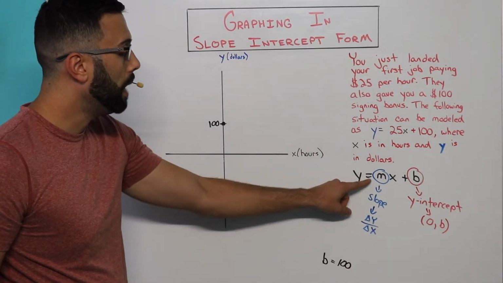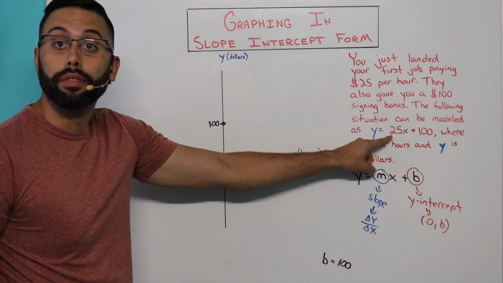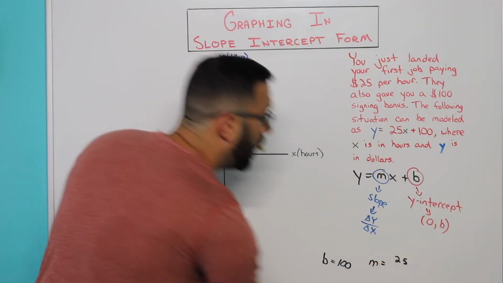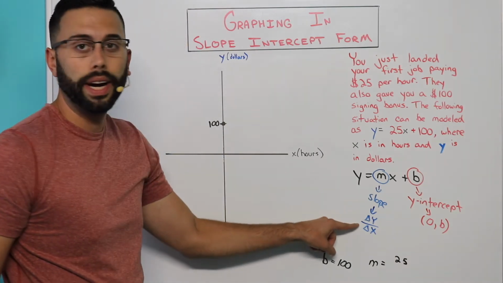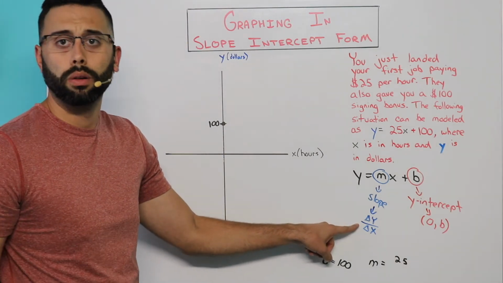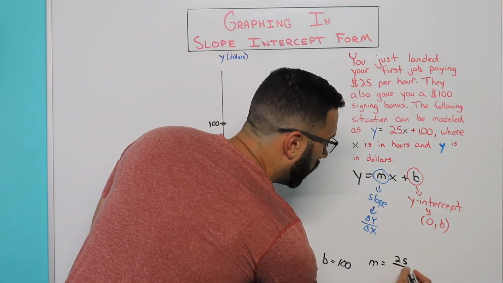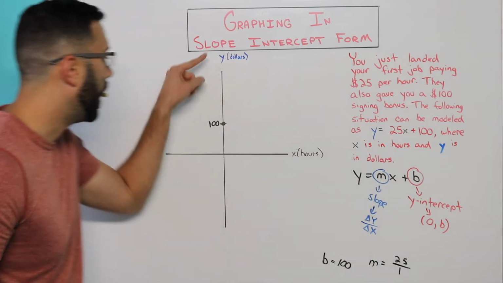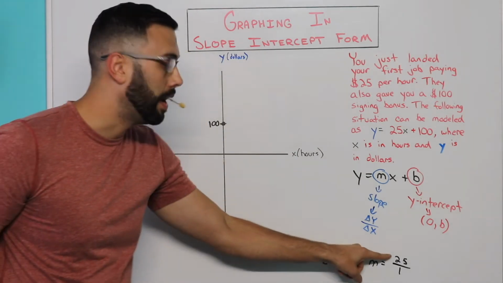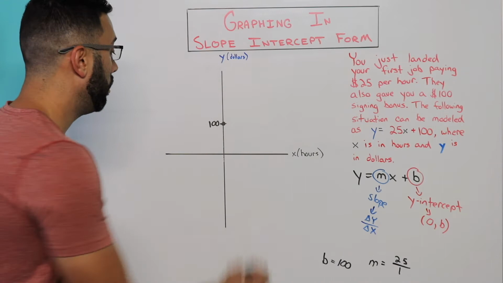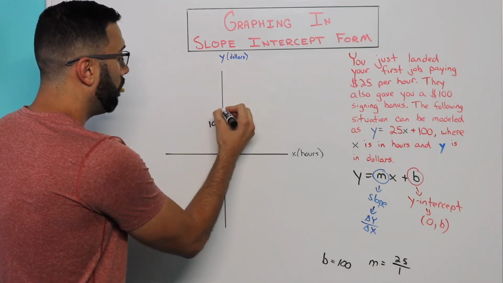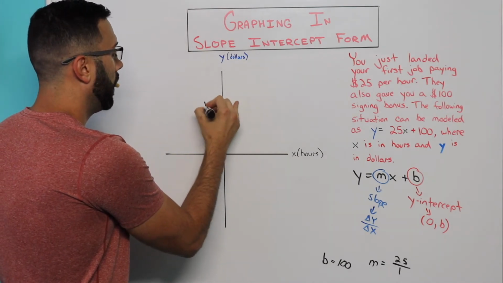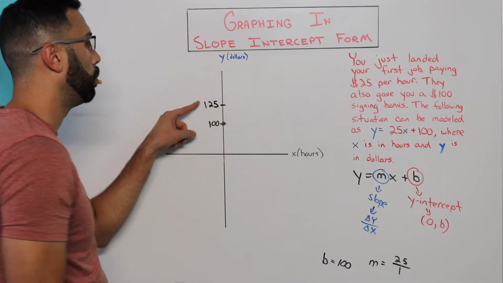Now, what's my m in this case? I can see it's in front of the x, right? So our m is 25. However, notice it's a ratio, right? Well, let's just turn it into a fraction. What's 25 as a fraction? 25 over 1. So if I look at my change in y, my 25 is positive, right? So I'm going up 25 over here. So 100 plus 25, I'm just going to put that tick there, and that's 125.